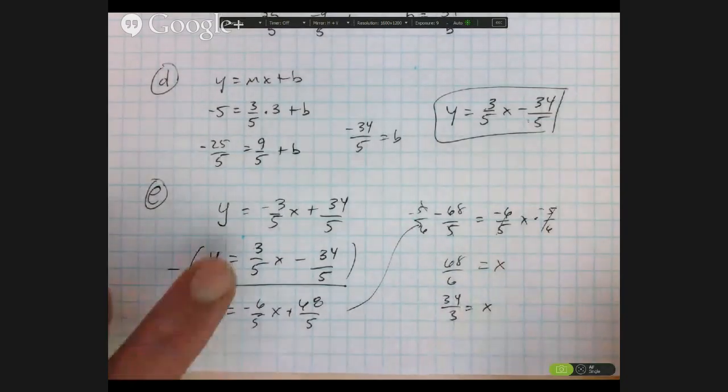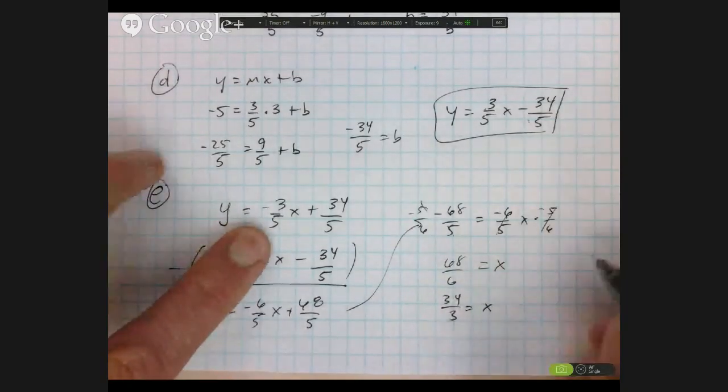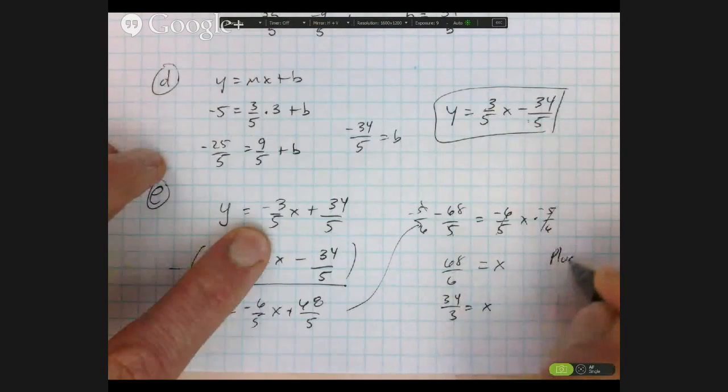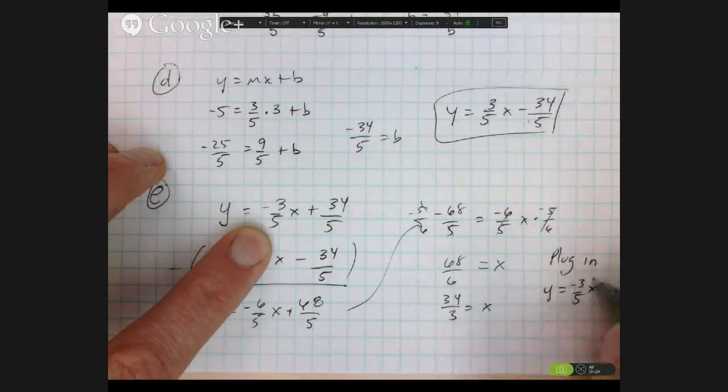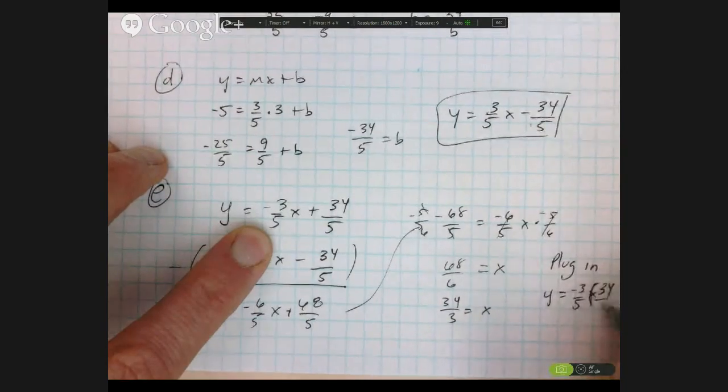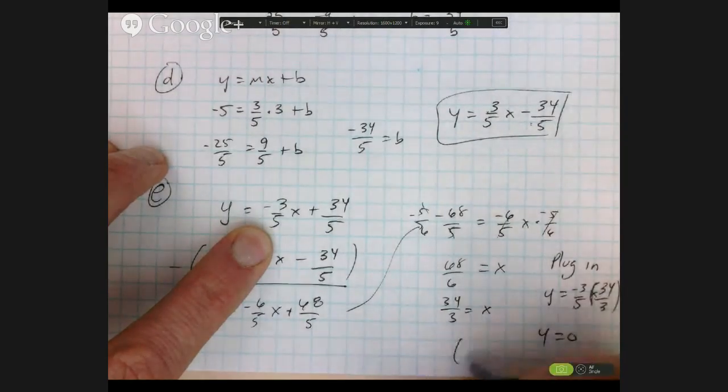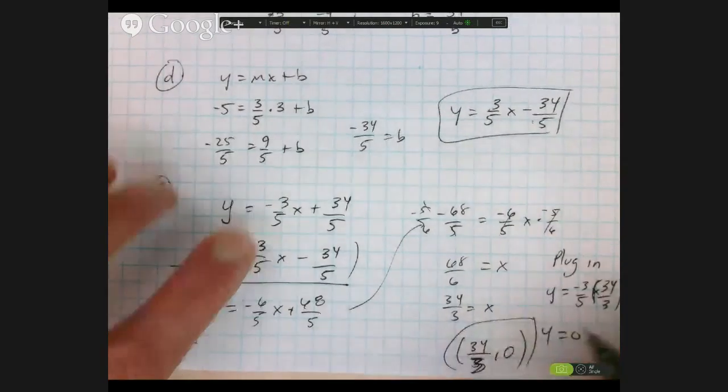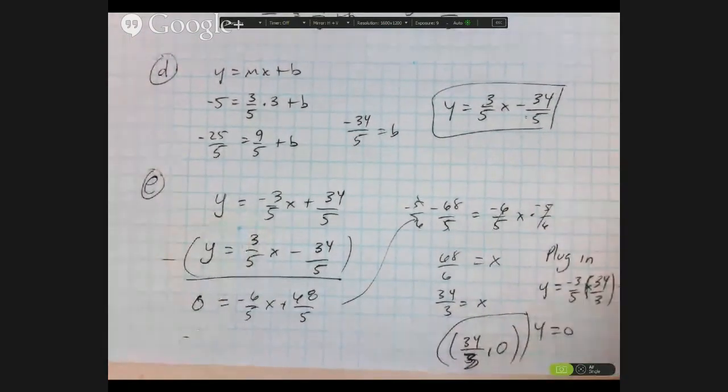If we plug that back in, we have the x. Do the math, you get 0. So we get, here's our point, 34/3, which is just about 11, 0.